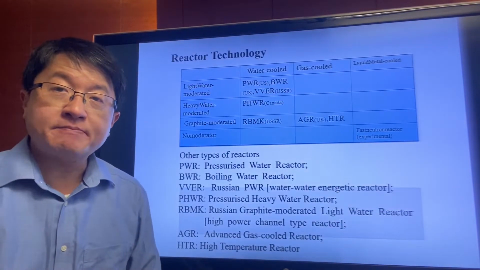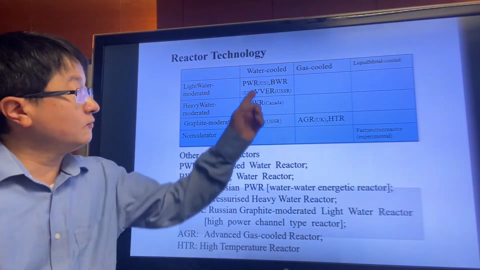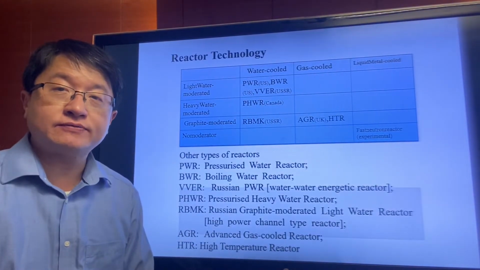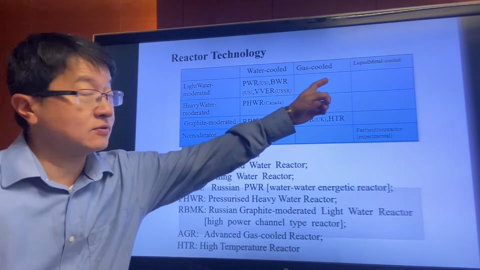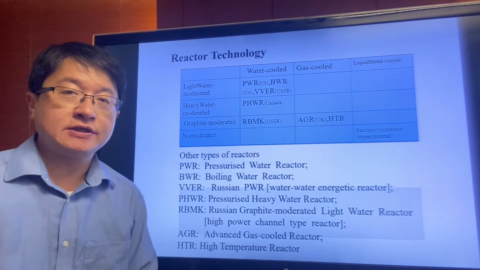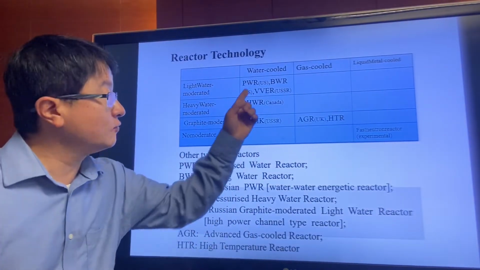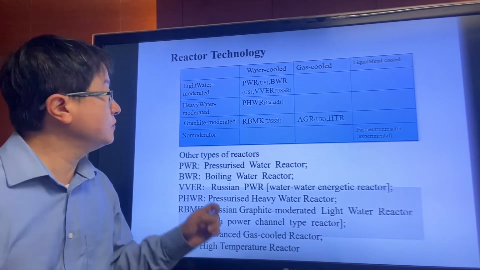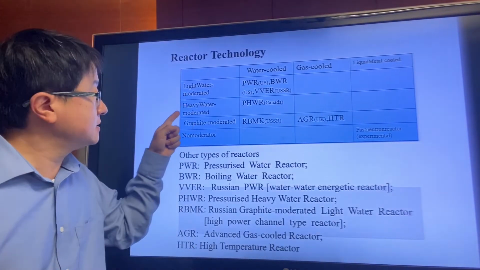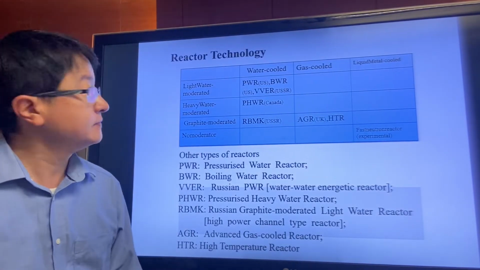There are many different types of nuclear reactor. Some use water to cool down the reactor, some use gas or even liquid metal. But in this course, what you need to learn is those nuclear reactors using water cooling. Amongst the water cooled reactors, some use light water as moderator, some use heavy water, some even use graphite.